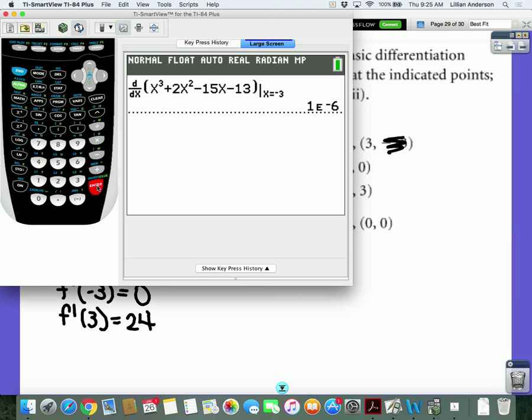I can do the same thing with positive 3. I'm going to cheat. I'm going to press second enter, which brings up the exact same line I had before, and I'm just going to move back and delete that negative symbol. Click enter, and I get 24.001, which is basically 24. Okay?